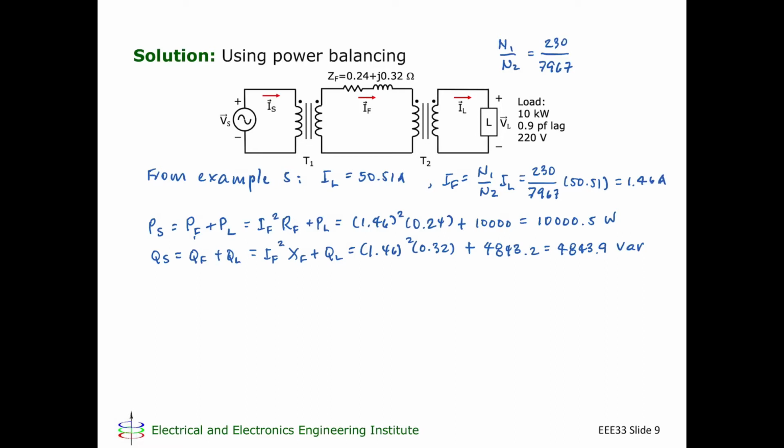The third unknown that we are left to determine is the voltage at the source side. Now we know that the apparent power delivered by the source, which is equal to V_S RMS multiplied by I_S RMS, will be equal to the square root of the power delivered by the source squared plus the reactive power delivered by the source squared. And if I compute that from the values of P_S and Q_S that I've already determined, I'm going to get 11111.8 volt-amperes.